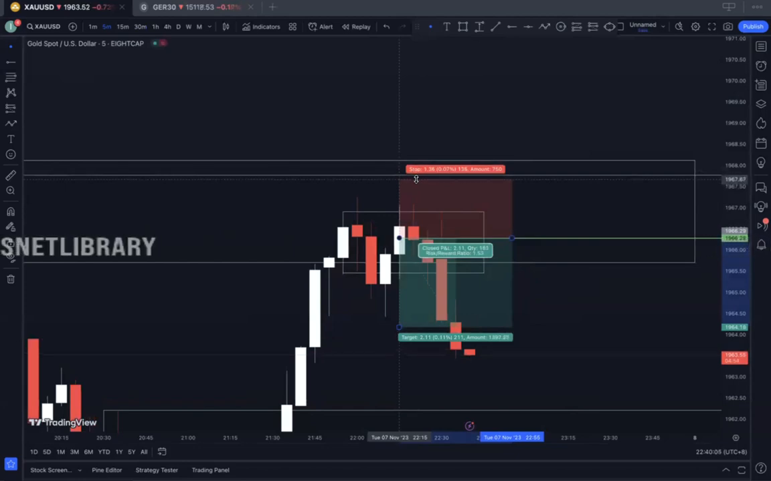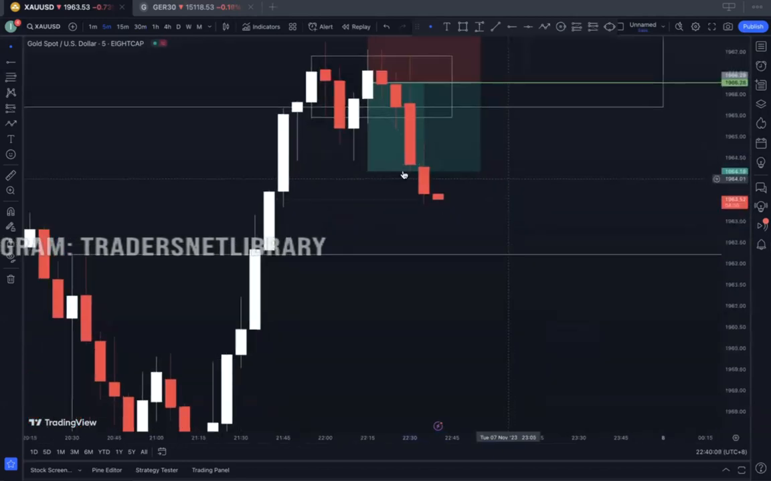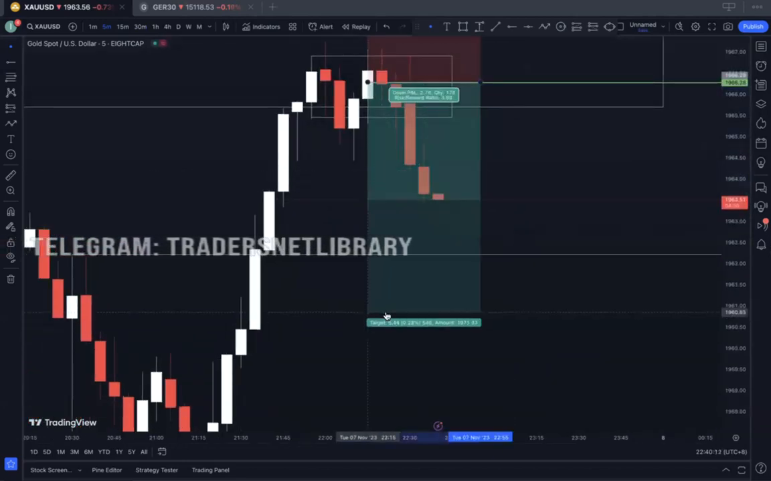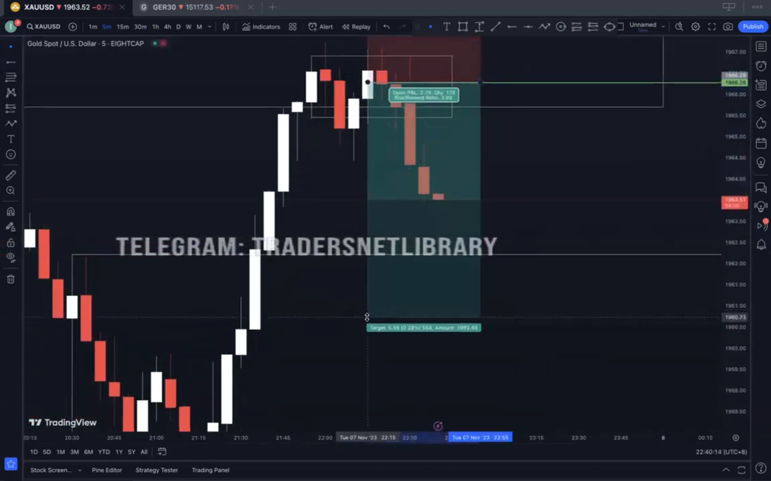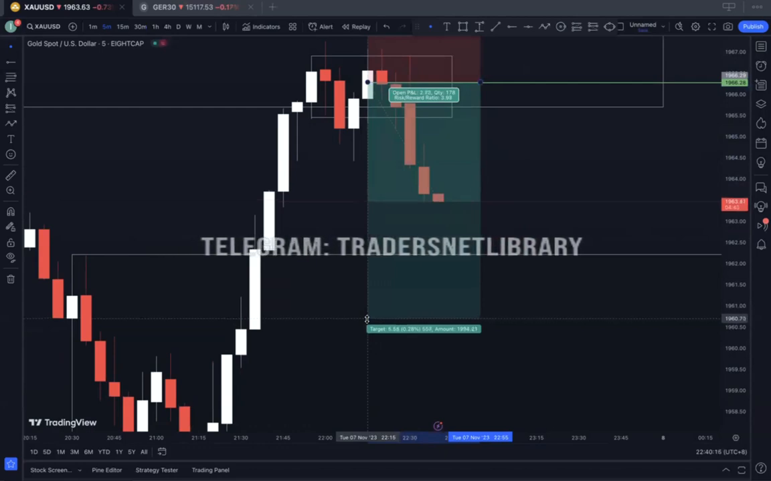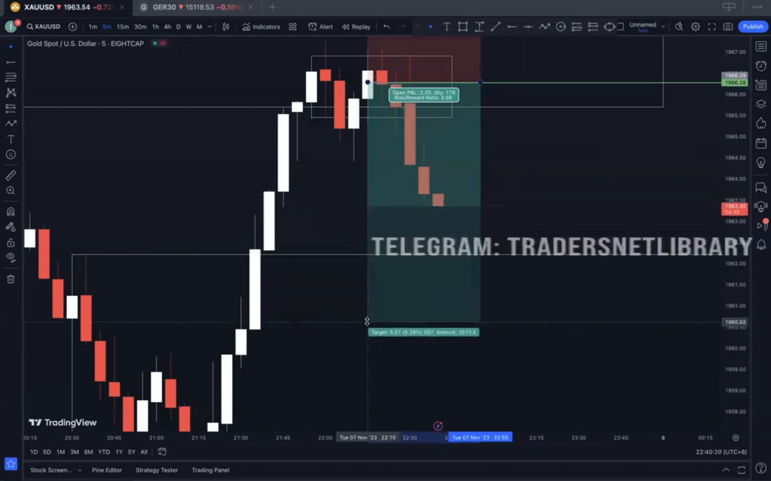We need to be flexible. We need to think about it. Maybe like 14 pips, something like that will be enough, and then looking for the exit somewhere around here for about 4R, I guess.